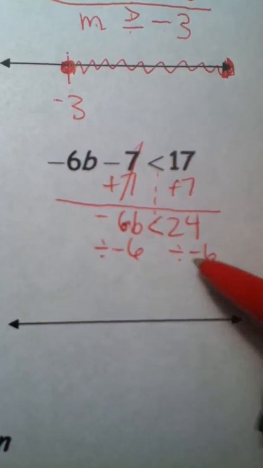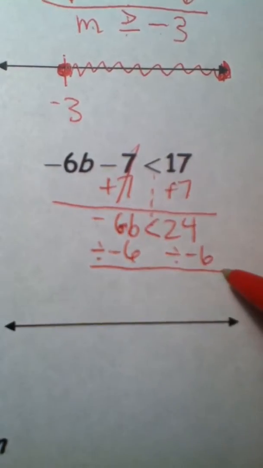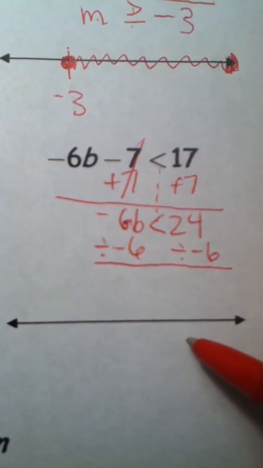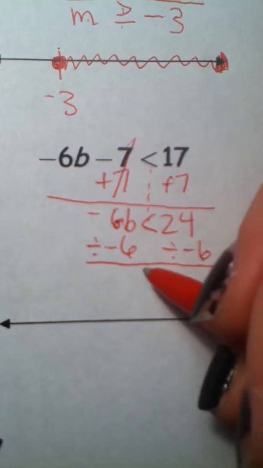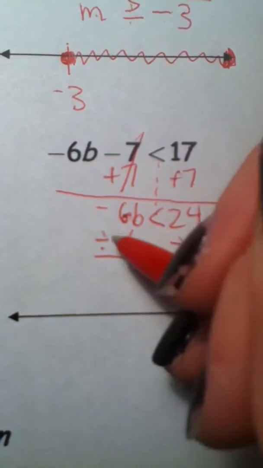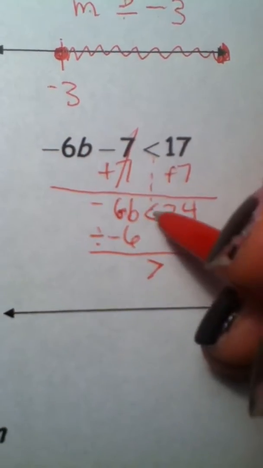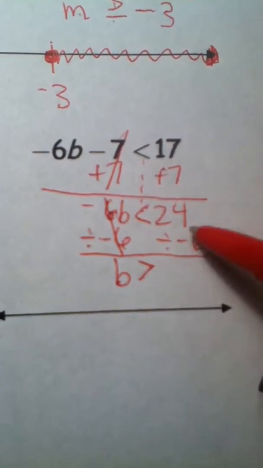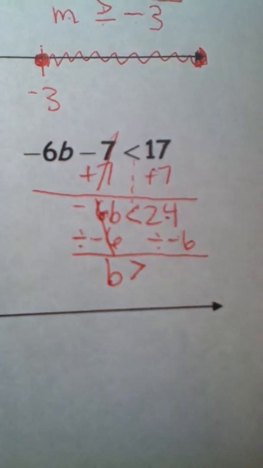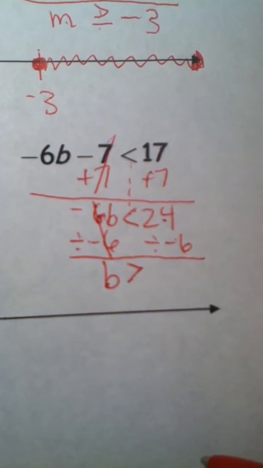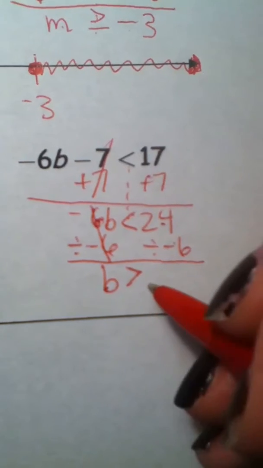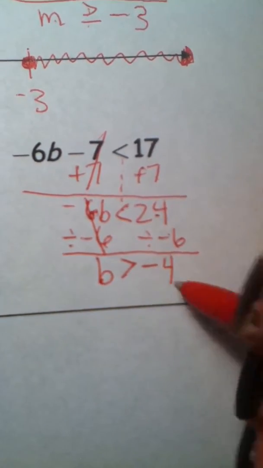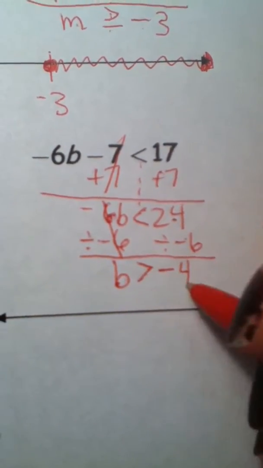Wait a minute. Wasn't there something about dividing by a negative in yesterday's lesson? Flip the sign. You see division by a negative, flip that sign. Flip it, okay? So we're left with just b on this side. 24 divided by negative 6 should be a negative 4. Now we've got b is greater than negative 4.